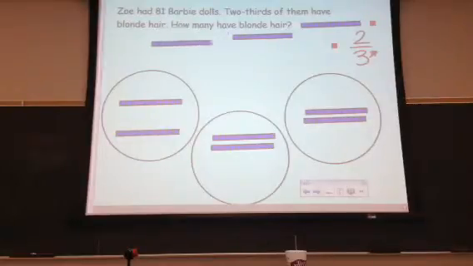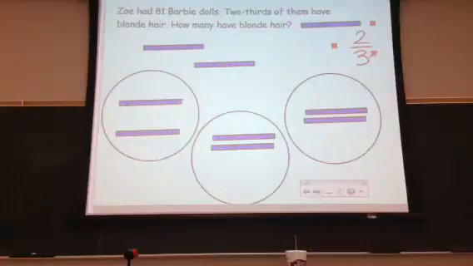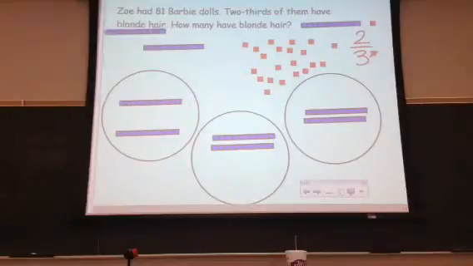But if you see, we only have 2 more 10 longs, and we have 3 equal sized groups. So we need to regroup these 2 10 longs into 20 individual units. And we can't forget the one that we had from our original 81. So in all, we have 21 units to partition out. And these were regrouped. So now we're going to continue to partition out.